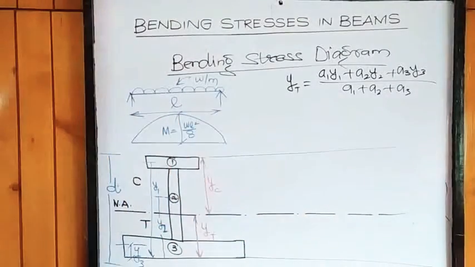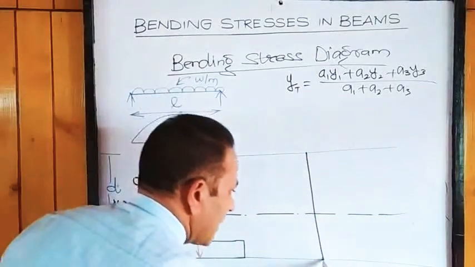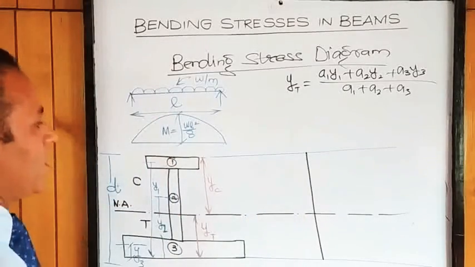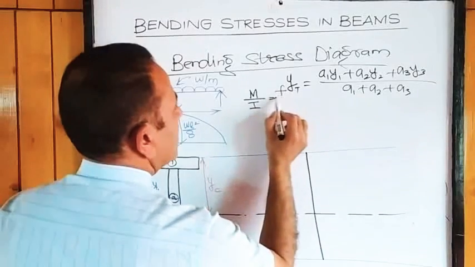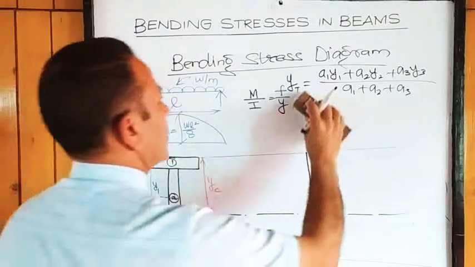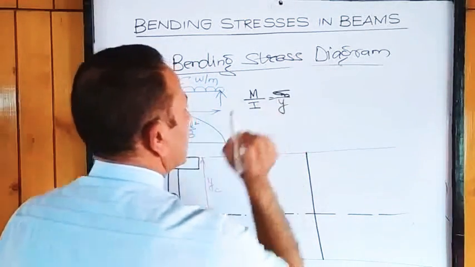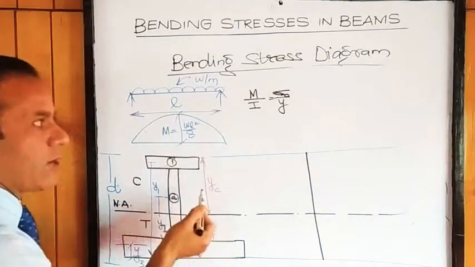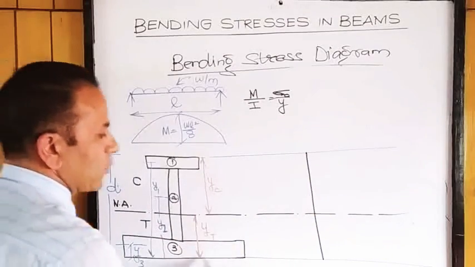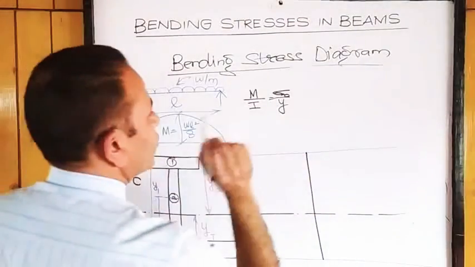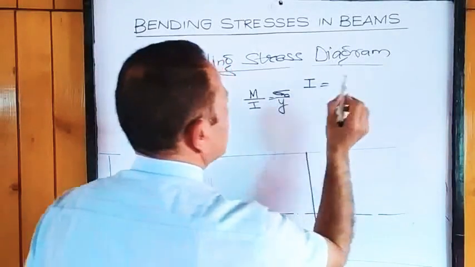Now we have to see how we will draw the bending stress diagram. What will be the nature of the bending stress diagram, the variation of bending stress? So our basic equation is M upon I is equal to F upon Y, or bending stress sigma upon Y. Okay, Y we know now. Y will be YC when we calculate stress at this fiber, Y will be YT when we calculate stress at the bottommost fiber. So Y is known to us, bending stress is to be calculated. M is also known to us, moment of inertia is to be calculated.